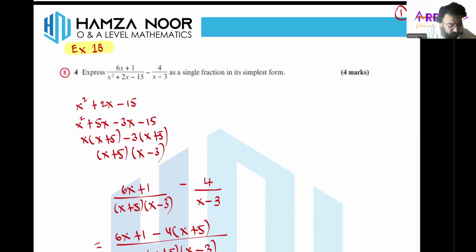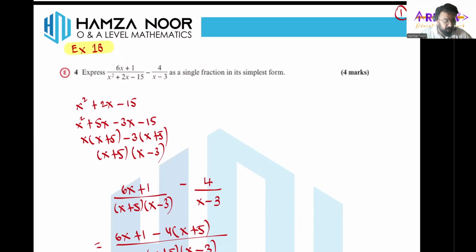In the previous lecture, we talked about the basic concepts, the multiplication and division of fractions. We did exercise 1A practice, and then we started with the concept of addition and subtraction of fractions, and we solved a few examples. And now we have some questions from exercise 1B, particularly the exam style questions. So first of all, we have exercise 1B, question number 4.